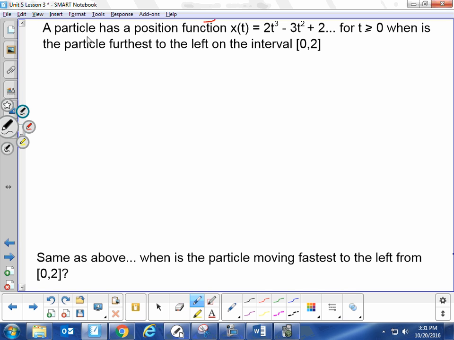Okay. The question furthest to the left would be the absolute min of your position, right? If you think about position, if you have negative values, you're moving to the left. If you have positive values, you're moving to the right. We're figuring out when are we the furthest left, whether in the negatives or in the positives.